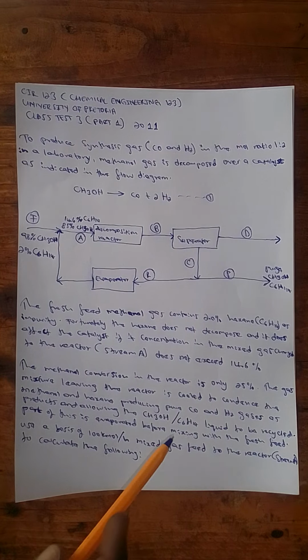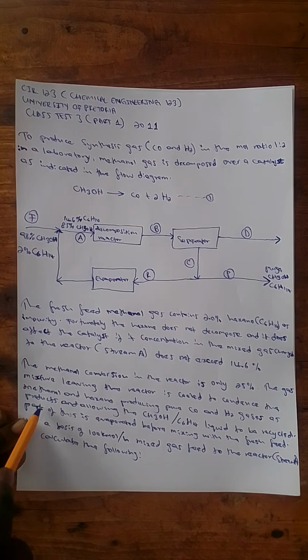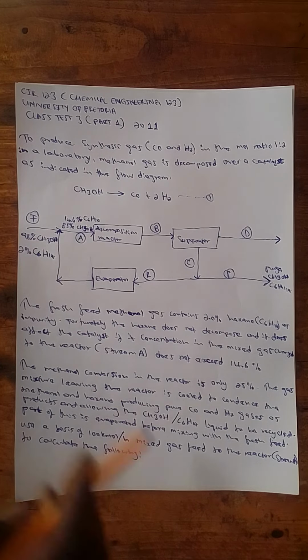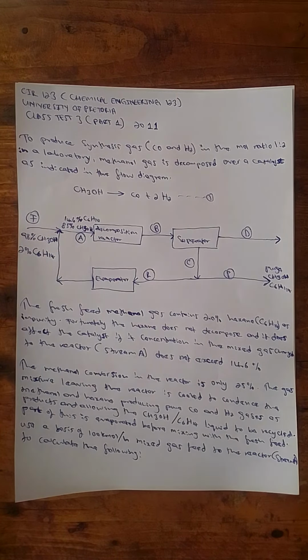Producing pure CO and H2 gases as products and allowing the CH3OH and C6H14 liquids to be recycled, right? And then it goes further to say part of this is evaporated before mixing with the fresh feed. Now another statement says use a basis of 100 kilomole per hour mixed gas feed. This is actually the mixed gas feed. Use the 100 kilomole per hour mixed gas feed to the reactor, which is stream A, to calculate the following.